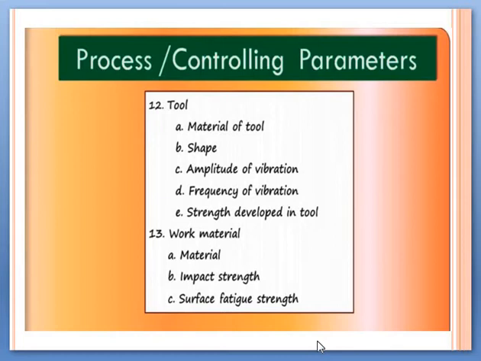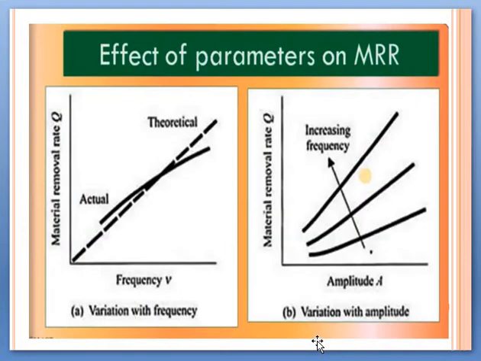The last one is related to the work material or workpiece. Which type of workpiece you have to use to remove the material from that workpiece? How much is its impact strength? How much is the surface fatigue strength? That must be considered while selecting a particular workpiece in an ultrasonic machine.